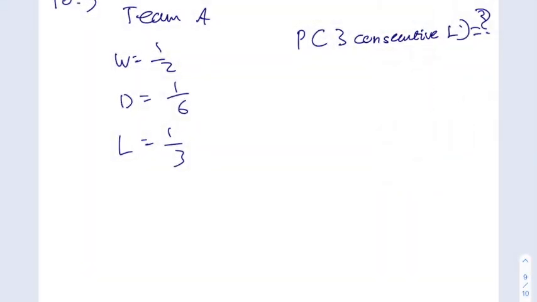Moving on to question 10, we now have a football team, and we will just call this team A. Team A goes on to play a football tournament where there are 5 matches, and the probability of winning per match is going to be 1.5. The probability of them drawing is 1/6, and the probability of them losing is going to be 1/3.